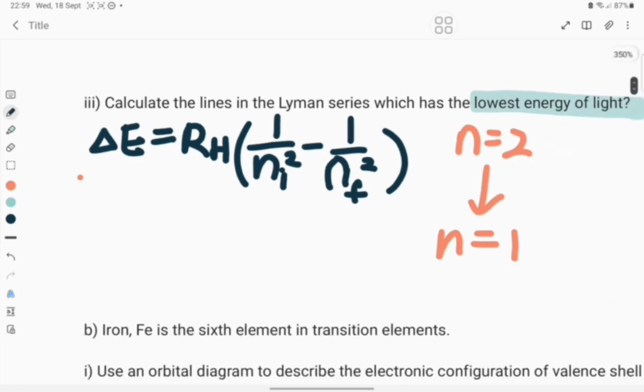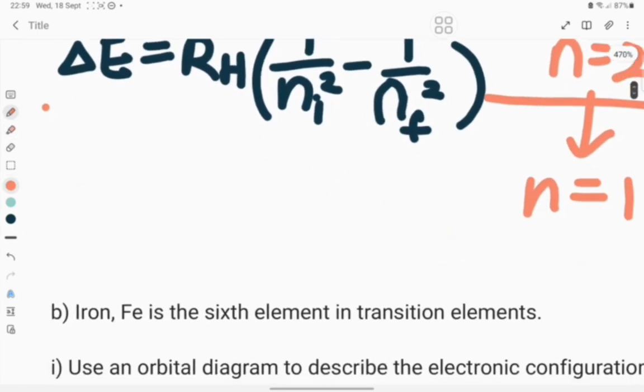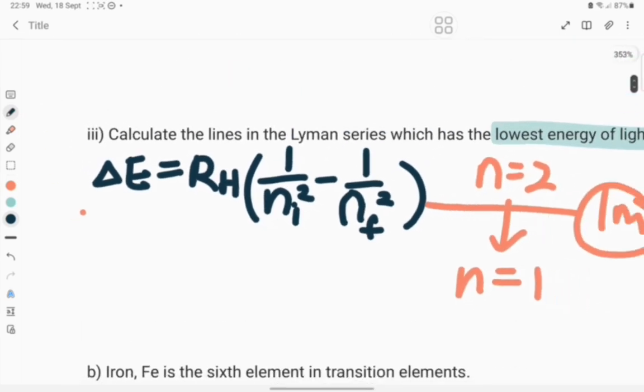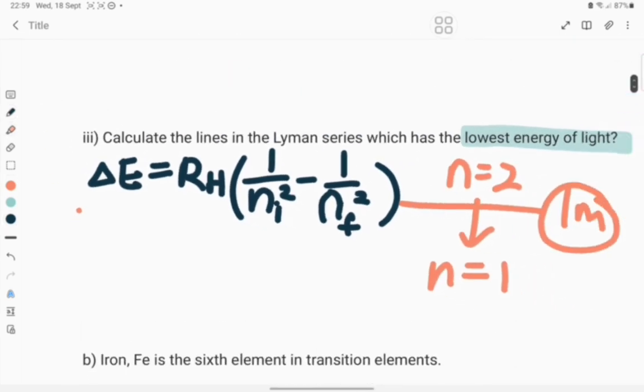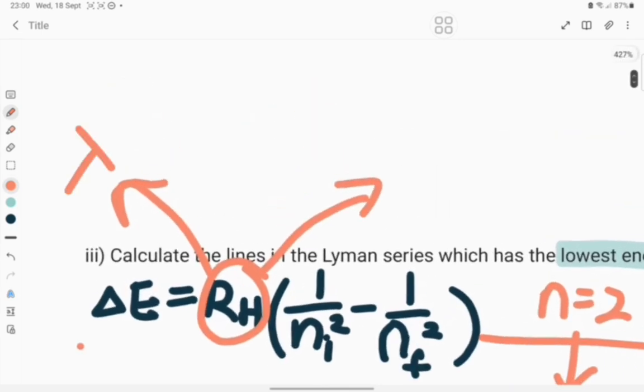So this is the formula we use. Don't forget to write out the formula because the formula actually gets marks, okay? This is 1 mark. Then you substitute all the values. Okay, so for Rydberg's constant, it has two different values. The first value is for calculating the wavelength, and the second value is for the energy.